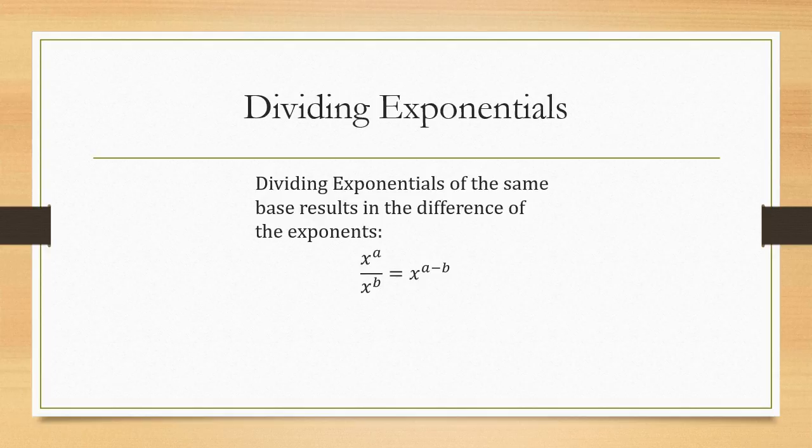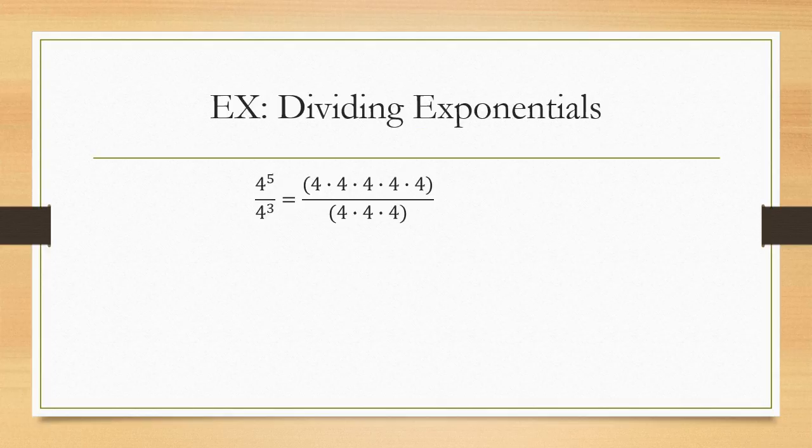So dividing exponentials, similar to multiplication, converts whatever our exponent operation is into a subtraction problem. When we were multiplying before, we were adding. Now that we are dividing, we are subtracting our exponents. We can just create a fraction and see this through an example. So we have 4 to the 5th over 4 to the 3rd.